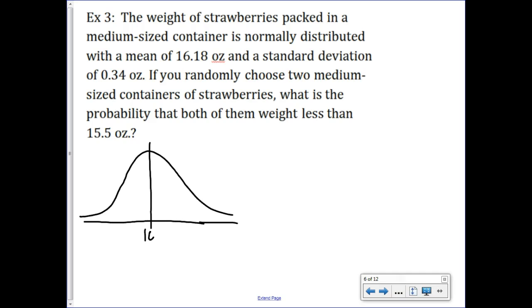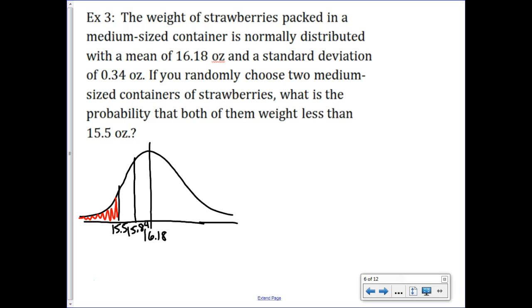So 16.18 is my mean, and I want them to be less than 15.5, so I need to go this way because I need the numbers to get smaller. So 16.18 minus 0.34, I get 15.84, and then minus 0.34 again, I am at 15.5. So I want everything over here. So I know that that is 2 standard deviations away, and then the rest.